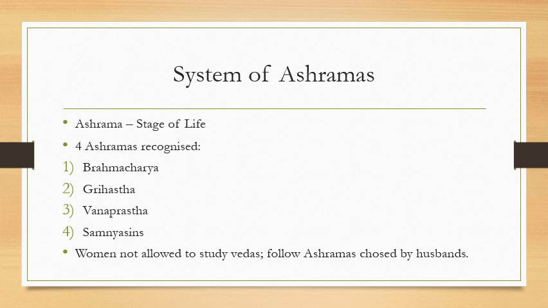Second being Grihastha, in which one was expected to marry and live as a householder. Third being Vanaprastha, wherein one was expected to live in the forest and meditate. Last being Sannyasin, wherein one was expected to give up everything at the end. Women were not allowed to study the Vedas and had to follow the ashramas chosen by their husbands.